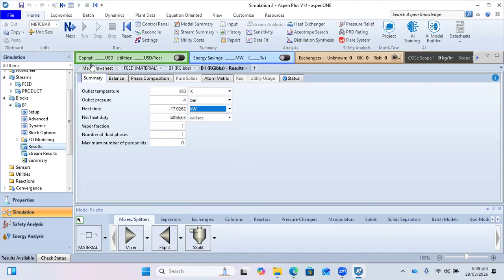So let's think about this. It was coming in at 450 and we made it come out at 450. It means that for us to keep the system isothermal, we need to remove this amount of heat. 17.02 kilowatts of heat has to be removed for us to keep the temperature at 450 Kelvin.